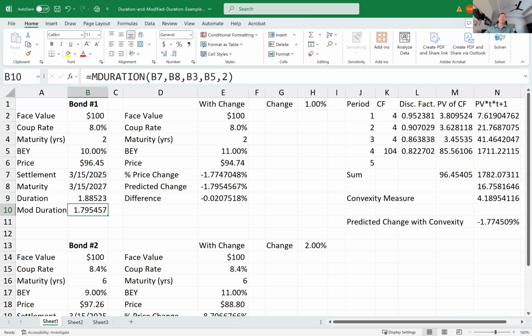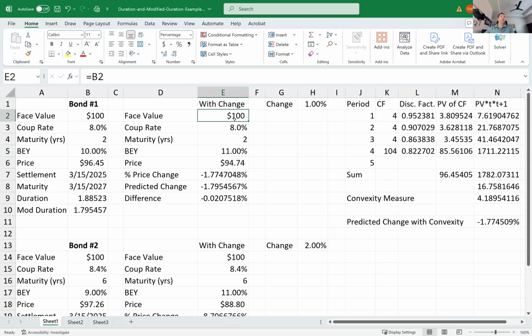And then the modified duration, we've also got a modified duration function in Excel, very helpful. And it actually has the exact same arguments as the duration function. So for that particular bond, very simple bond that matures in 2 years, what we're going to show here is the price now and what the price is going to be if there is a change in interest rates of 1%. And we can change that number around. We can make it 2%, 3%, negative 2%, whatever we want it to do.